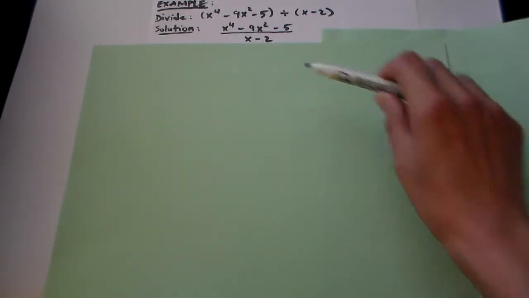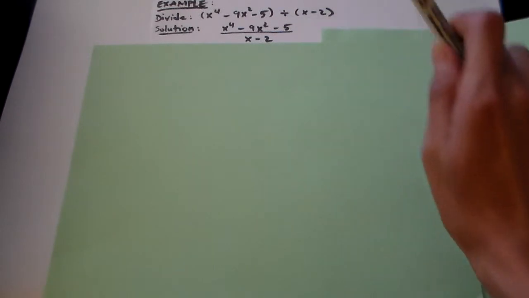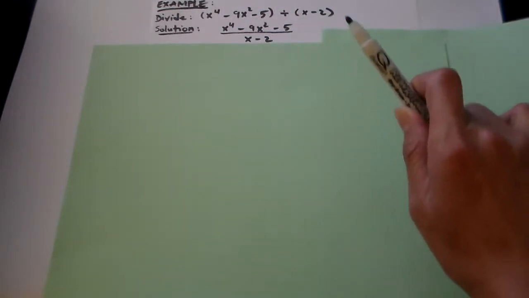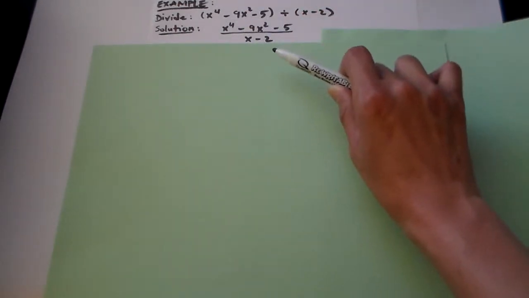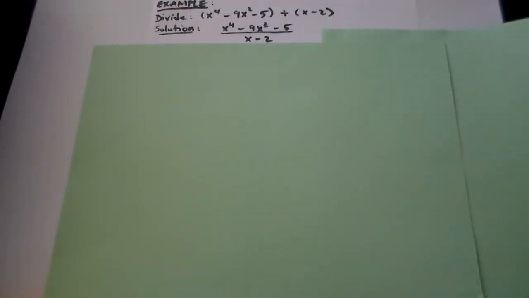Now, as you notice, this denominator, x minus 2, is not a monomial. Because it's not a monomial, you cannot take every term in the numerator divided by the denominator. So we need to use the long division for this example.